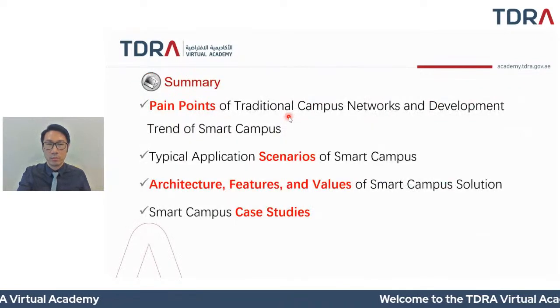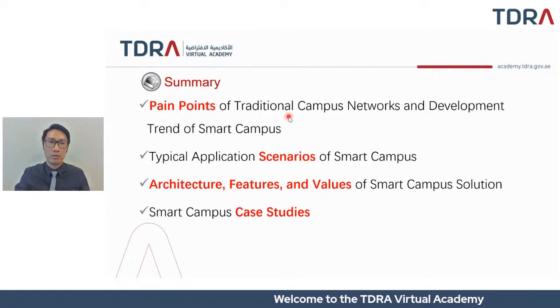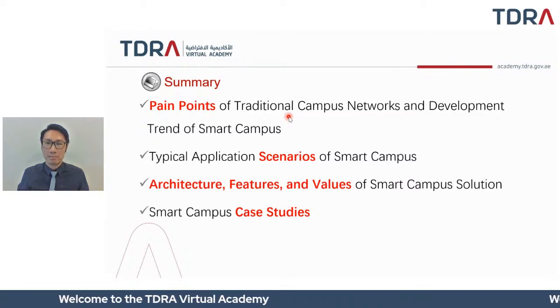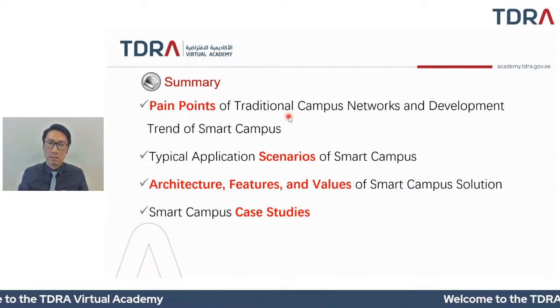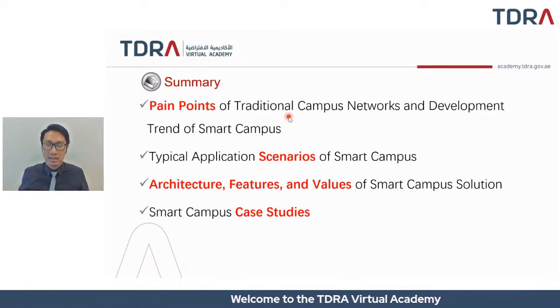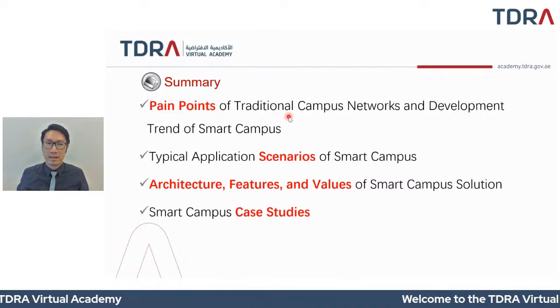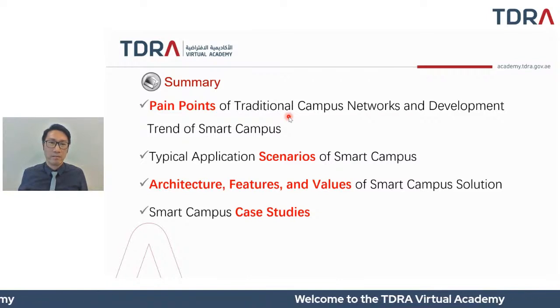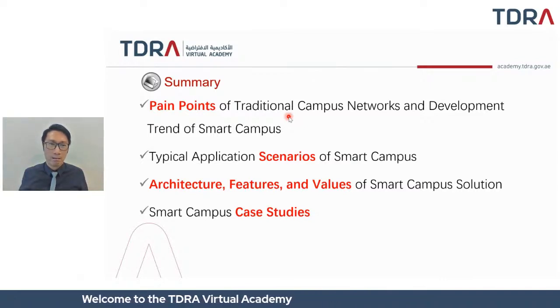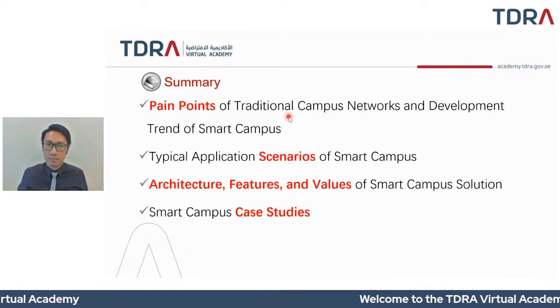So as a summary of today's sharing, we have introduced the pain points of the traditional campus network, for example, manual registrations. If you forgot to bring your student ID or employee card, you need to report to the security guard and register again. But this is not the case if you have facial recognition, because you will never have the problem of losing your ID card anymore.